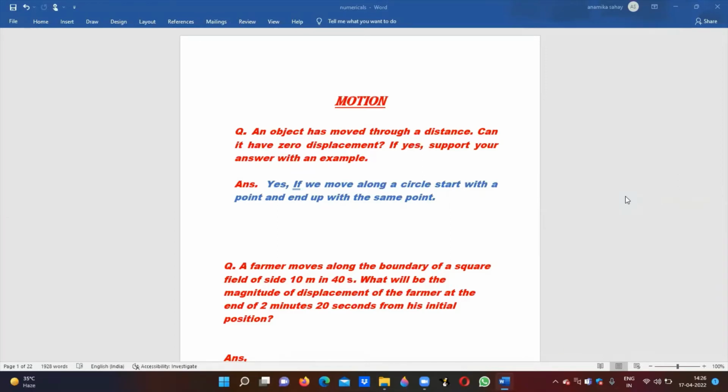So let's start. First question is, an object has moved a distance. Can it have a zero displacement? If yes, support your answer with an example. Yes, of course. If we are moving along a circle and start with a point and end up with the same point, in that case, our distance will be the whole circumference, that is 2 pi r, but the displacement will be 0 because the initial point and final point are the same.